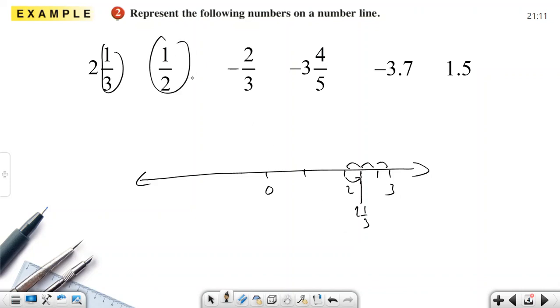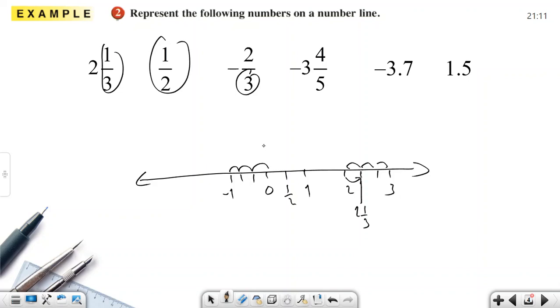That's half. Bigger than 0, less than 1, half. You can cut 2 equal parts, and 1 over 3 at the middle. Negative 2 over 3 must be less than 0, but more than minus 1. So how many parts? 3 equal parts. 1, 2. Why do I put 2 lines?